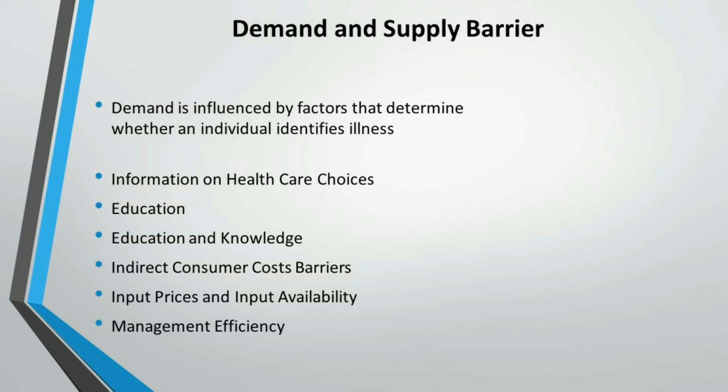Indirect consumer cost barriers. These are the result partially of income distribution and partially of lack of mechanism to spread risk across the population.